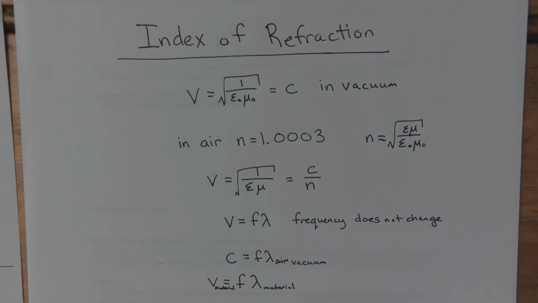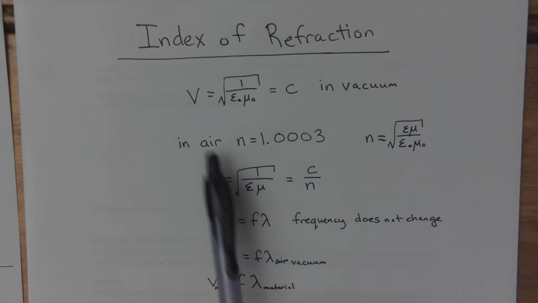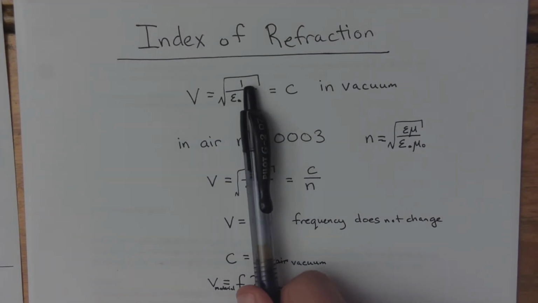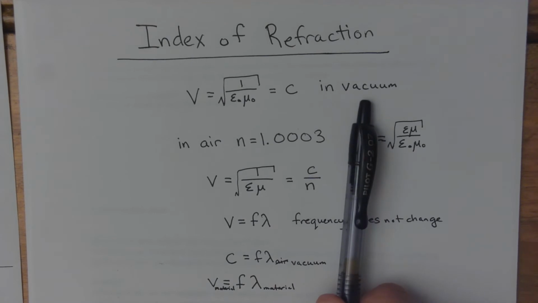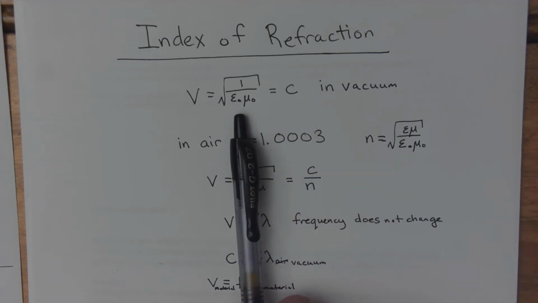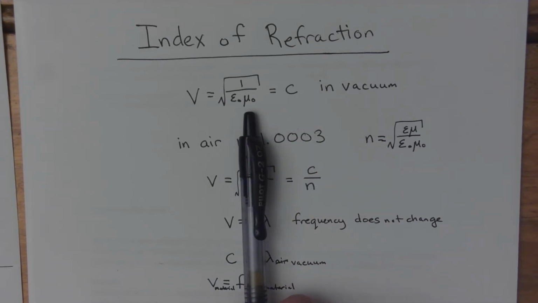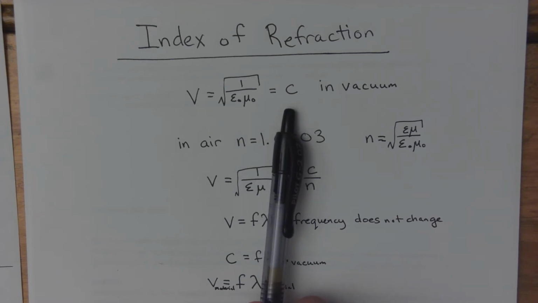This video is about the index of refraction. When we learned about Maxwell's equations, we saw that v was equal to the square root of 1 over epsilon naught times mu naught, which are the permittivity and the permeability of free space. Free space means a vacuum, and when we plugged in the values for epsilon naught and mu naught, we got the speed of light.